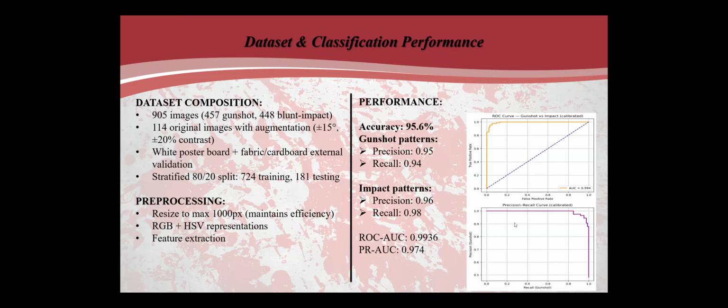On our held out test set, we achieved an accuracy of 95.6%. For gunshot and impact patterns, the precision and recall show that we are getting good performance on both classes, and mostly impact gets more. The ROC AUC is really close to perfect, and overall these numbers show that the model can distinguish between the two pattern types really well.